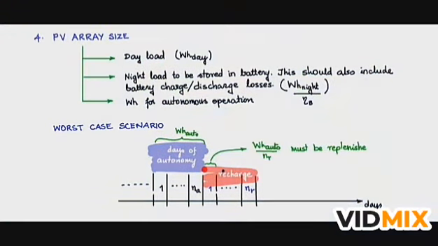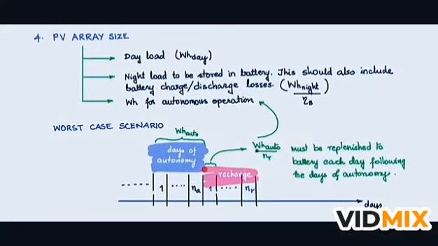So this WH auto by NR has to be replenished to the battery each day following the days of autonomy. Now this WH auto by NR is what represents this watt hours for autonomous operation. This is the component which has to come from the PV array. WH night by efficiency of the battery has to also come from the PV array, and the watt hours for the day obviously has to come from the PV array.